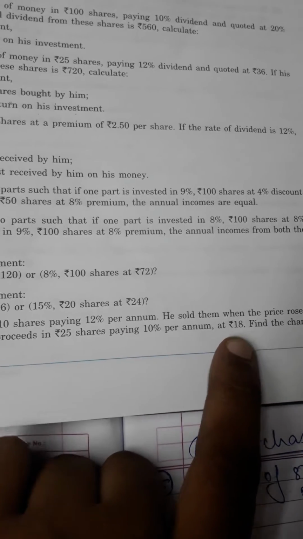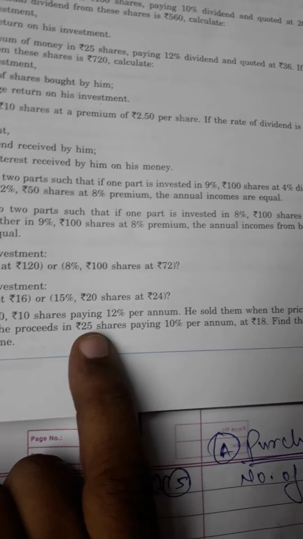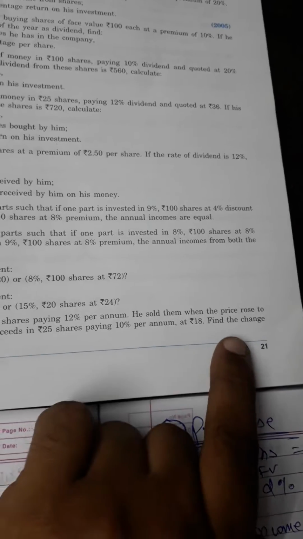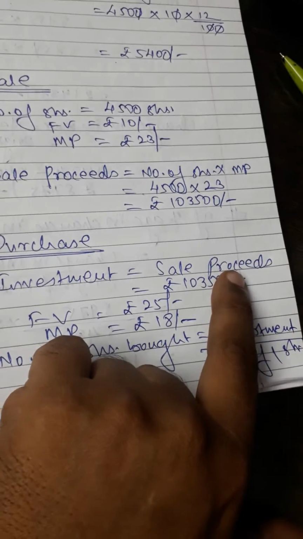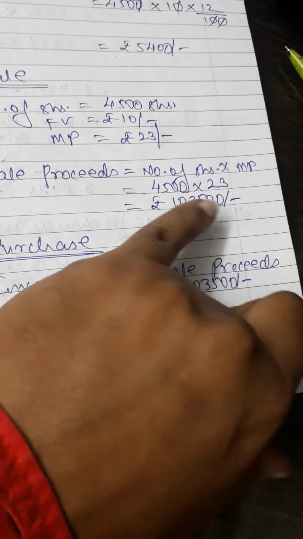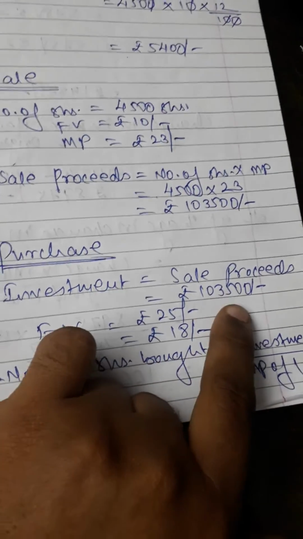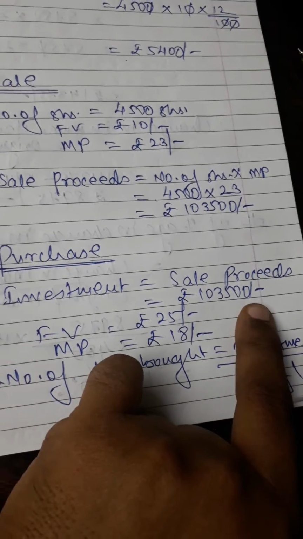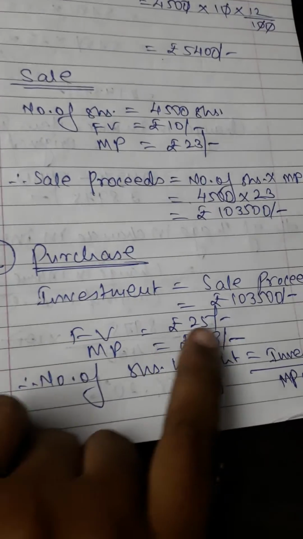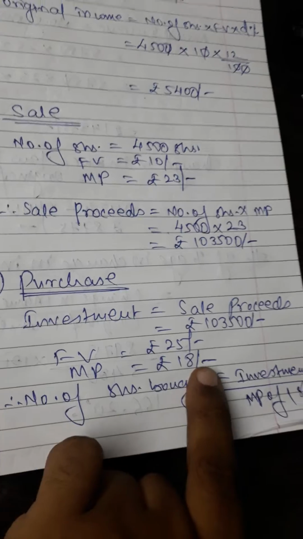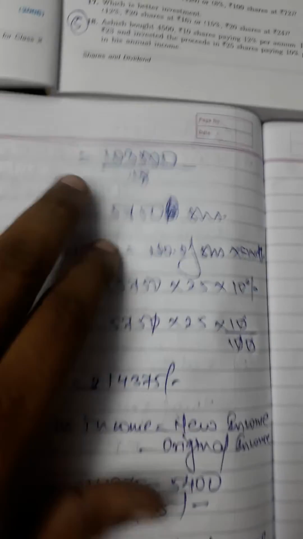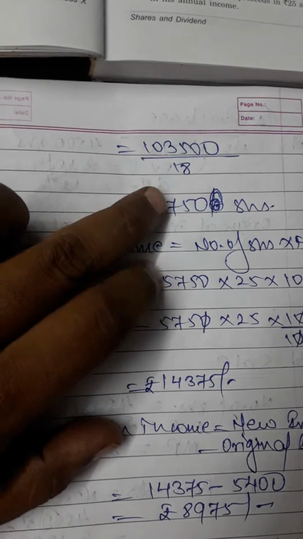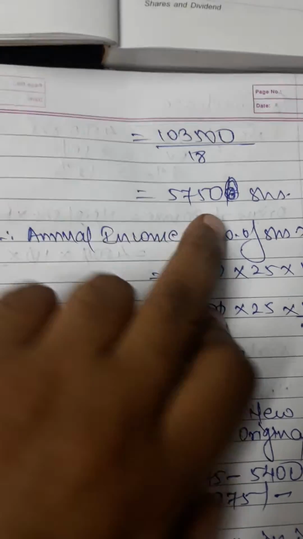Now market value is lesser than face value, means at discount. Now investment is equal to sale proceeds. Sale proceeds is 1,03,500, same 1,03,500 is written here. Face value is 25, market price is 18, number of shares bought is equal to investment upon market price of 1 share. We'll get 1,03,500 divided by 18, 5,750 shares.